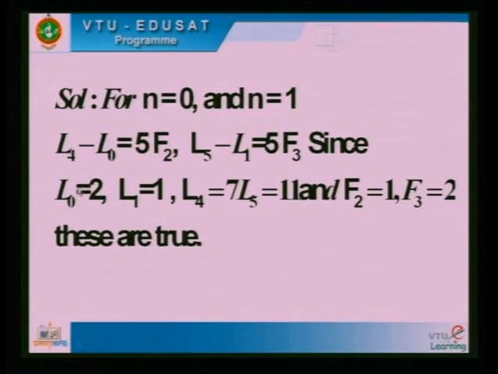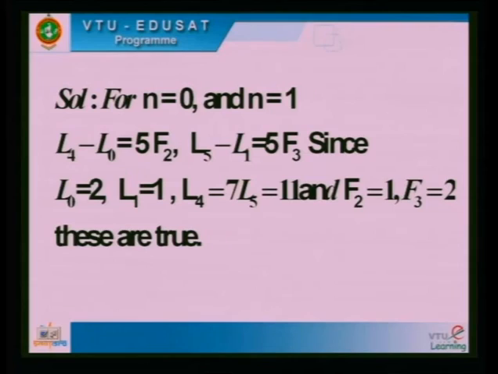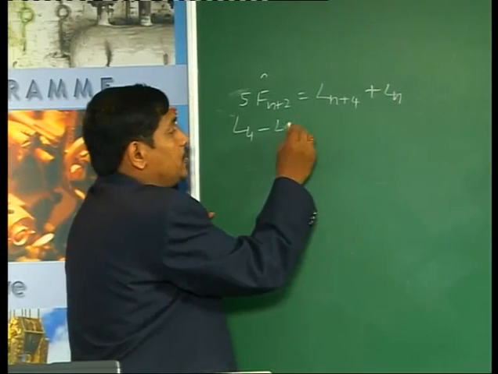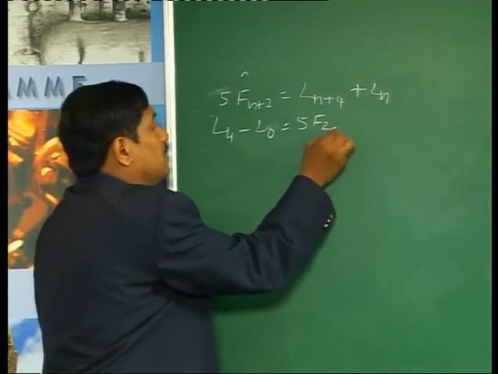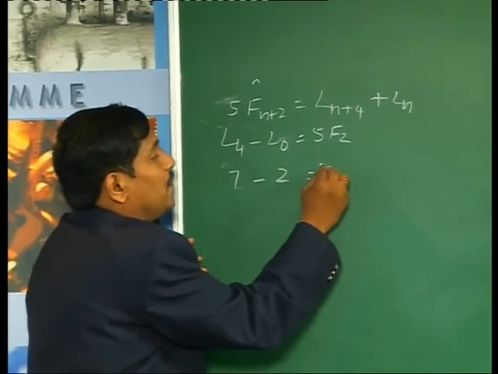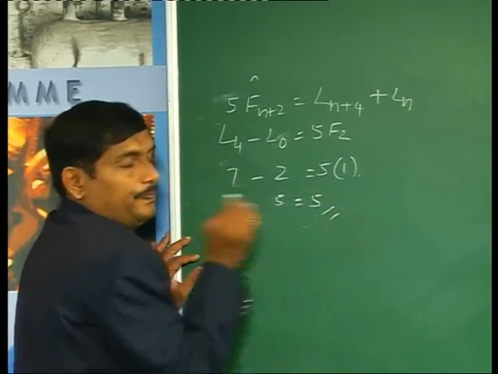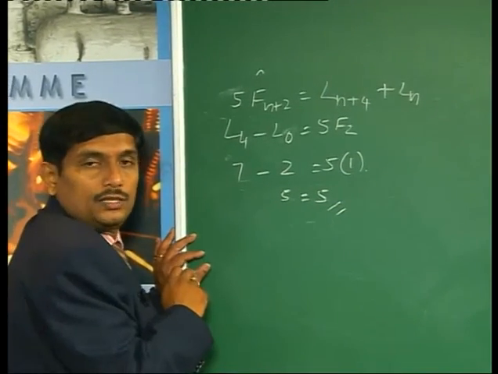Here L0 is 2 and L1 equals 1, L4 equals 7, L5 is equal to 11. And we also know that F2 is equal to 1 and F3 is equal to 2. If we substitute those values, L4 minus L0 equals 5 F2: L4 is 7 minus L0 is 2, and 5 into F2 is 5 times 1. We know that 5 equals 5. The base case is true.